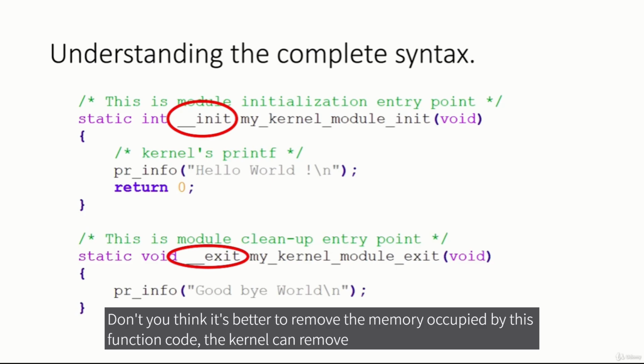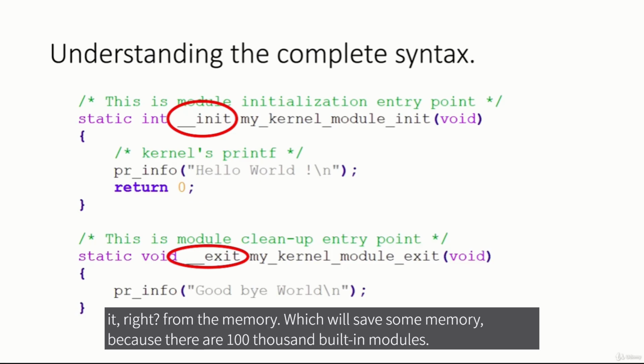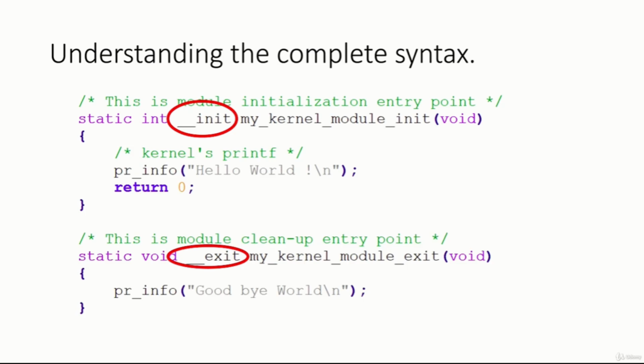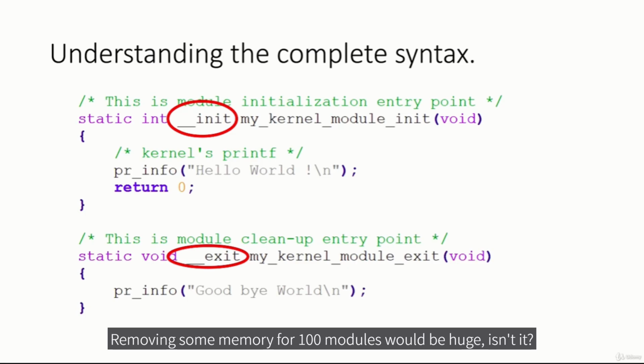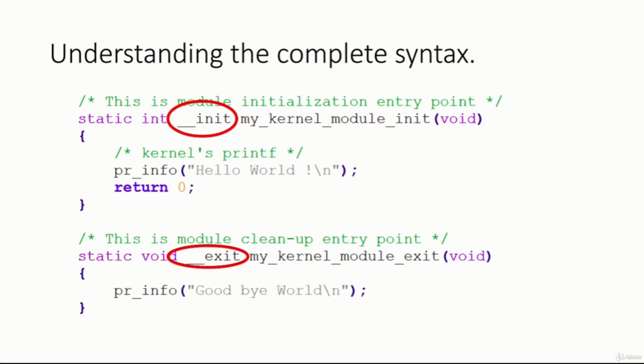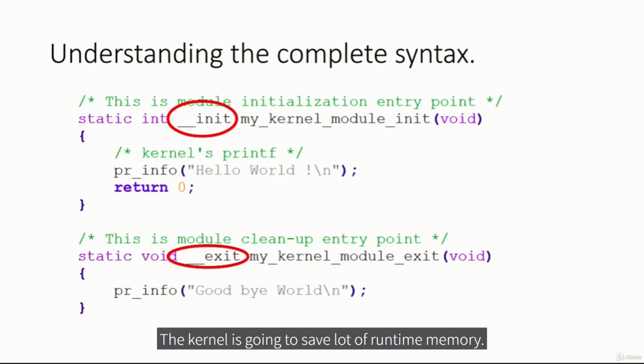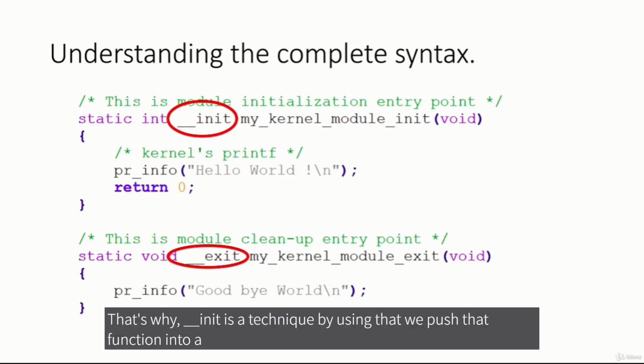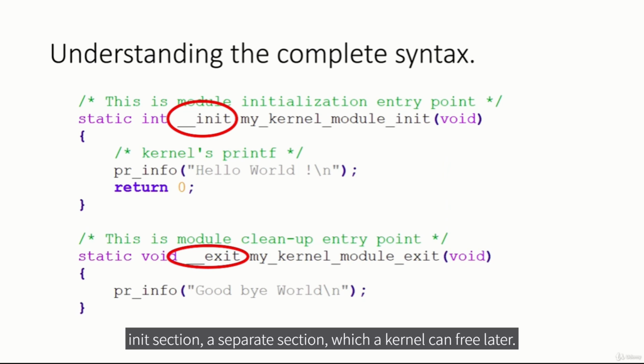Don't you think it's better to remove the memory occupied by this function code? The kernel can remove it from memory, which will save some memory because there are 100,000 built-in modules. Removing some memory for 100 modules would be huge, isn't it? The kernel is going to save a lot of runtime memory. That's why __init is a technique. By using that, we push that function into an init section, a separate section, which a kernel can free later.